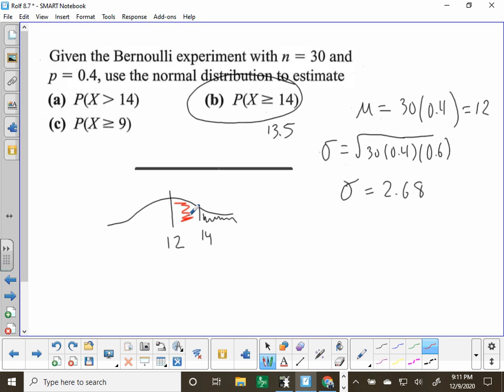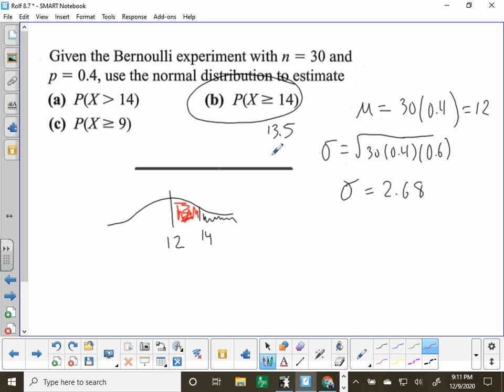So I'd have to take 50% minus this red area. So I'm going to do 50% minus that red area to give me this tail out here, because the table only goes from the center to here. The red part is what the table has. And so then half of the curve is 50%. So I'm going to do the 50% minus this red percentage, and that'll give me that above 14.